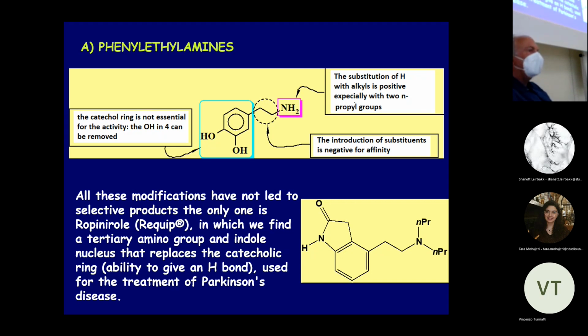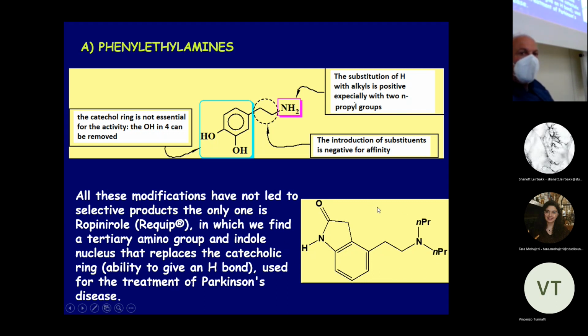The function of the OH in 3, the most important OH of the ring, is to give an additional hydrogen bond with the receptor. The OH in 4, not. All these indications were used to design the first direct agonist, called ropinirole.